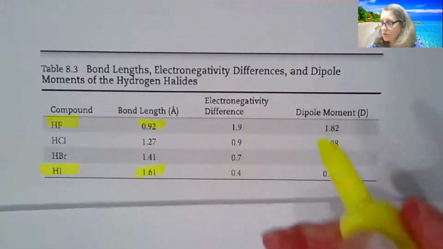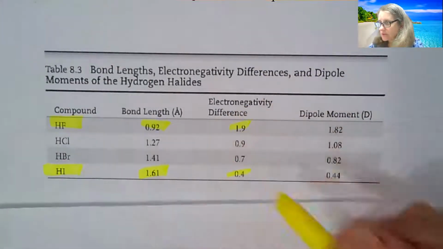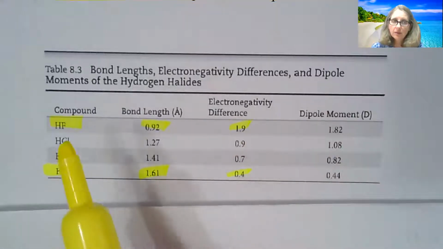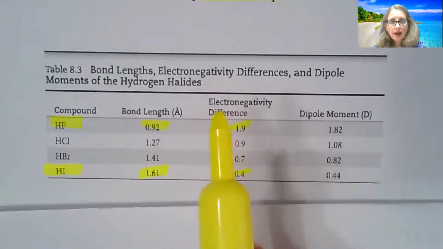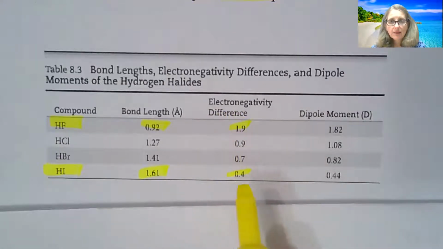If you look at the electronegativity difference, that's also an interesting discussion because, again, fluorine is the most electronegative, so that difference is going to be higher in that bond than it is here. So therefore, there's a stronger force that we're talking about.